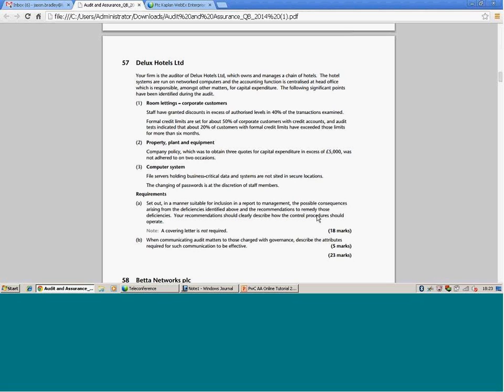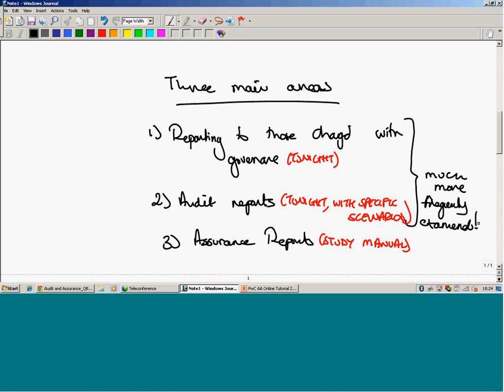Communicating all matters to those charged with governance, describe the attributes required for such communication to be effective. So what we're going to do is run through part A and complete as we would in the exam. Part B, we're not going to go into as much detail, but we are going to discuss a little bit. Be careful with these questions. You've got 23 marks there, times that by 1.5, gives you the amount of time you should be spending on it in the exam. So let's have a think about how I'm going to do Dulux Hotels in the exam.